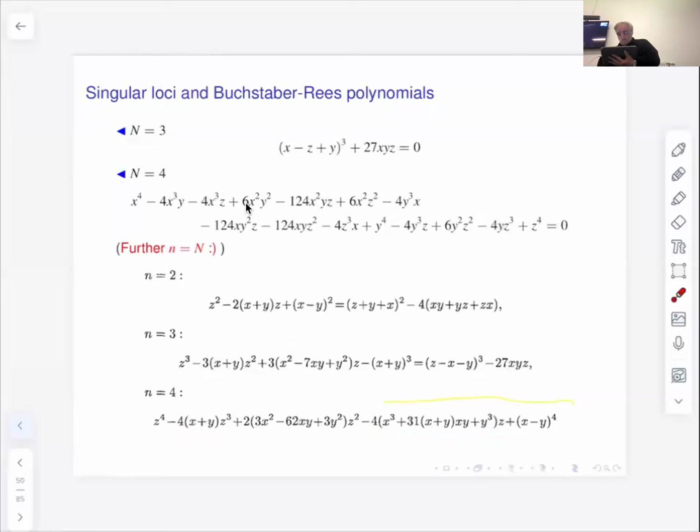And it is always a polynomial which has some special property: if you write it as a polynomial in z, it has degree n, and the last term is (x minus y) to the n. So such polynomials also appeared in the Buchstaber-Rees paper when they described the so-called n-valued group law. It means that if you take the roots of this polynomial, that's what I want to show you. What is the root law?